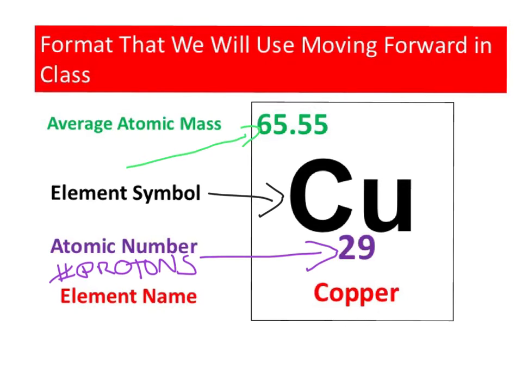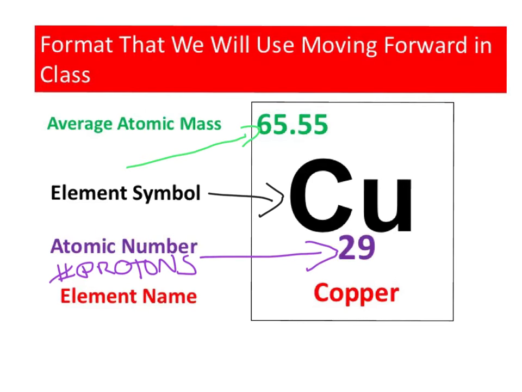Think of it as a fingerprint. Your fingerprint is very unique to you. My fingerprint is very unique to me. If we put our fingerprints on a piece of paper, I could identify which is you and which is me just by our fingerprints. Same way here, we can identify what the element is by the number of protons, right?